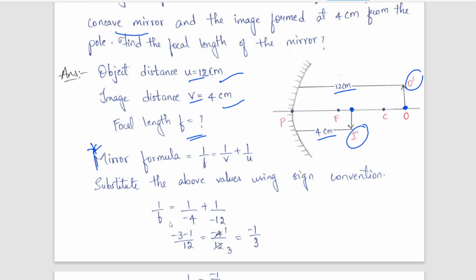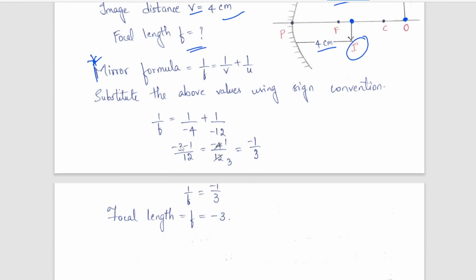So 1 by f equal to 1 by minus 4 plus 1 by minus 12. We get minus 3 minus 1 by 12 equal to minus 4 by 12, 1 by 3. So it is equal to minus 1 by 3. So the focal length of the mirror is minus 3. Okay, this is the focal length of the mirror.